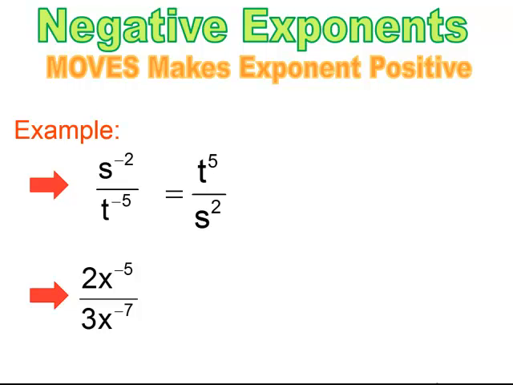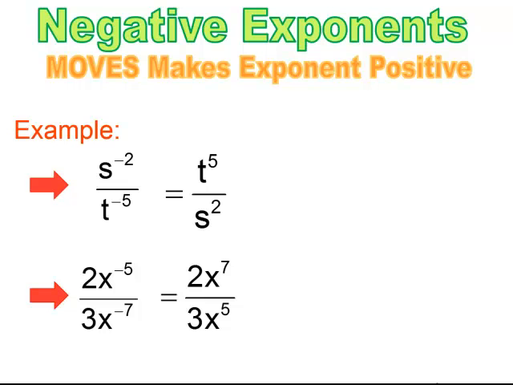The 2 and the 3 do not have negative exponents. Therefore, the 2 and the 3 will not move, but the x powers need to move. So in this case, the 2 and the 3 stay where they're at. I move the x to the 7th up and make it positive. I move the x to the negative 5th to the bottom and make it positive.